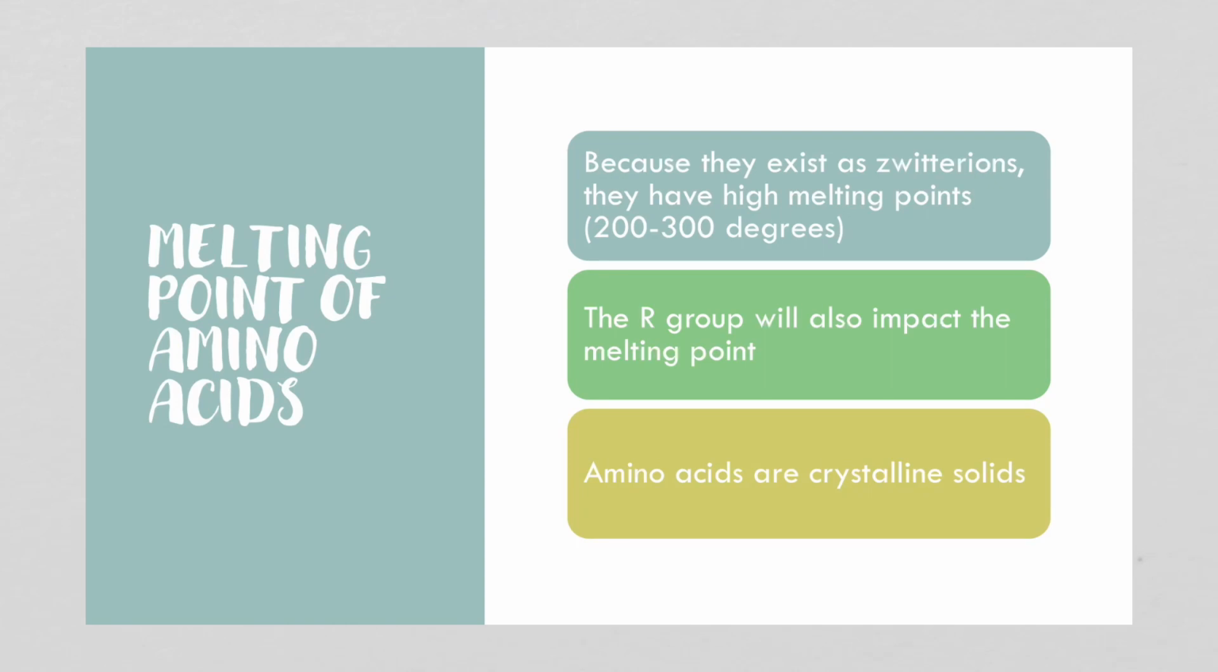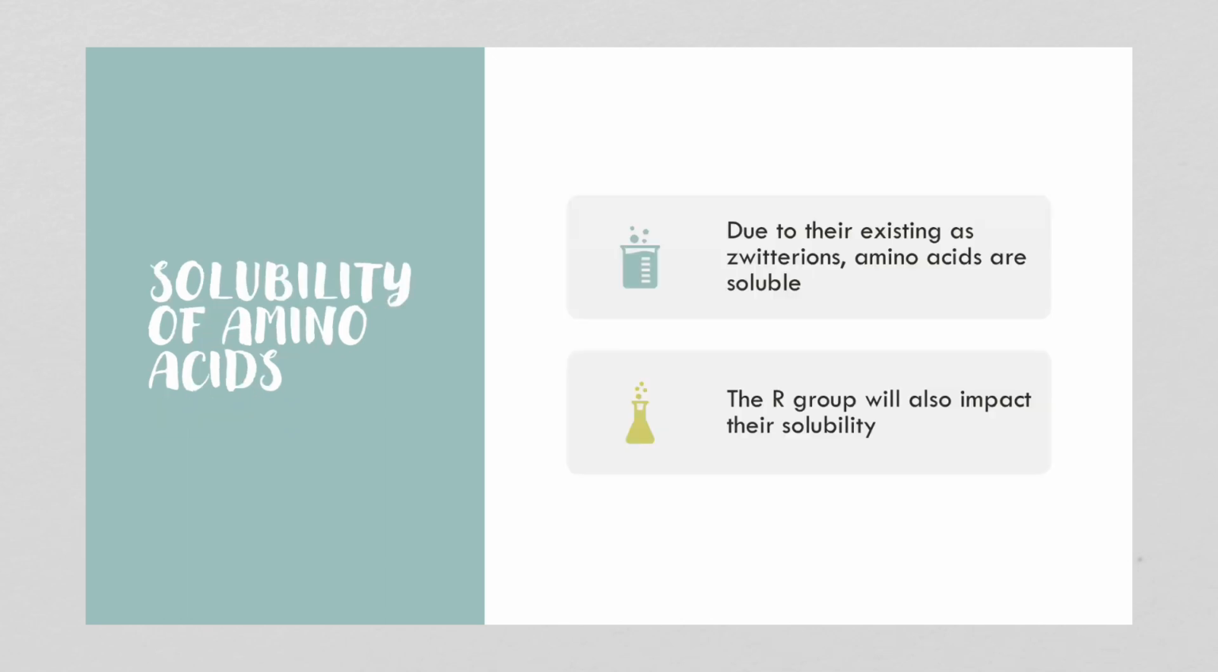So let's have a look at melting points. Because they exist as zwitterions, amino acids have high melting points, between 200 and 300 degrees. The R group will impact the melting point, and amino acids are crystalline solids. Again, because they're zwitterions, they're soluble. The R group will also impact their solubility, so it'll determine how soluble they are.